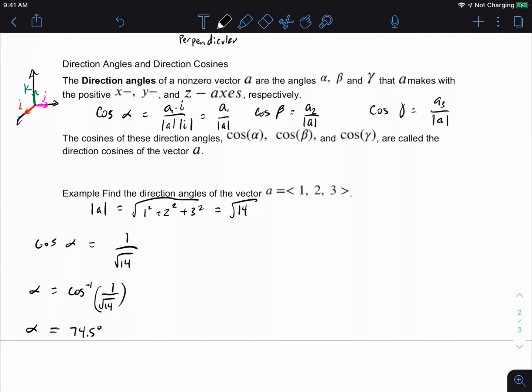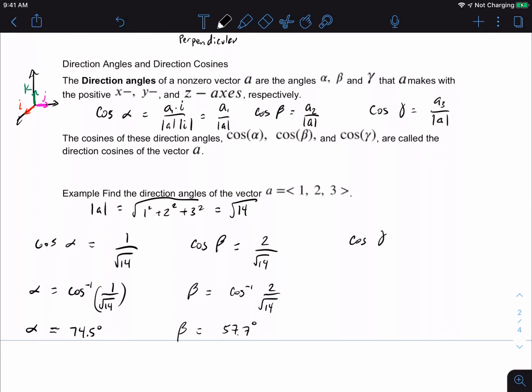Okay? To find cosine beta, remember again, this is in reference to now the y-axis, right? So it's going to be the 2 over the root of 14. So then beta is going to be cosine inverse of 2 over root 14. Cosine inverse of that is going to give me approximately an angle of 57.7 degrees. And that's the angle that's created from the y-axis to where the actual vector is.